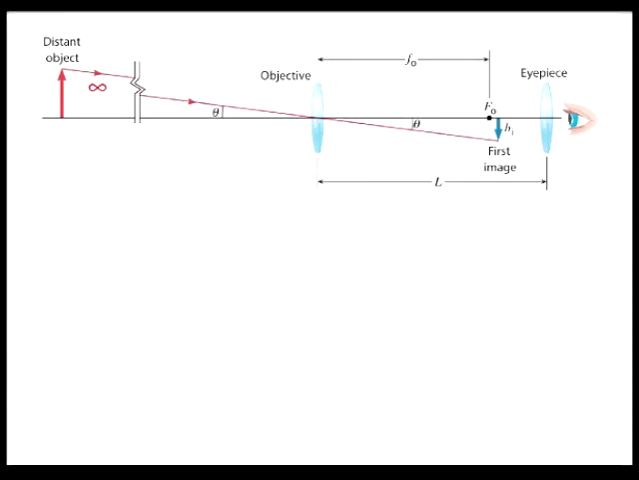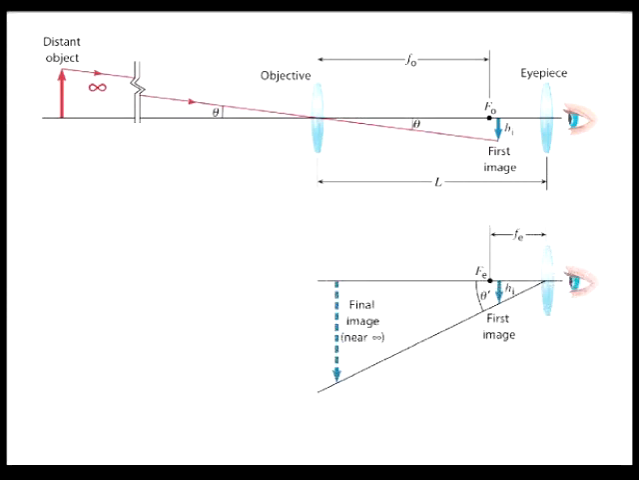Usually the object being viewed is far away, so the light rays entering the telescope are nearly parallel, and the first image is formed just beyond the focal point FO of the objective, as shown here. The first image is real and inverted. Unlike the first image in the compound microscope, however, this image is smaller than the object.